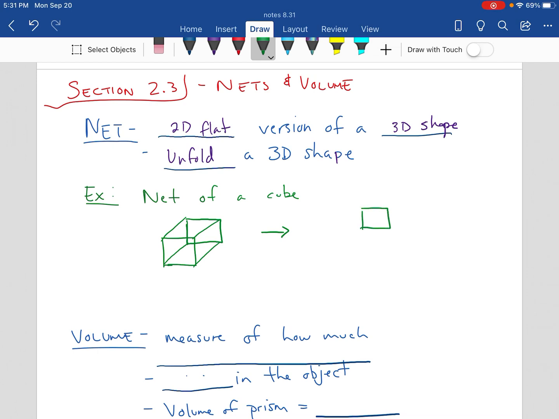Now there are various ways to do this, but if you were in class, you were able to see this visually, and it looks something like this, like a T. This is only one version of what this looks like. It is not the only version. And that's it. This is my net.